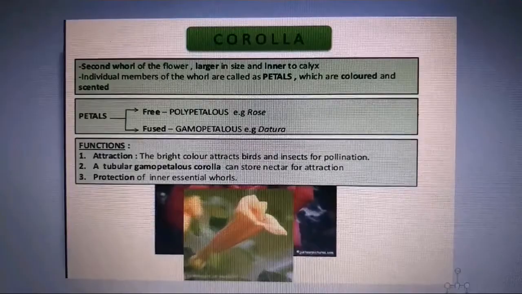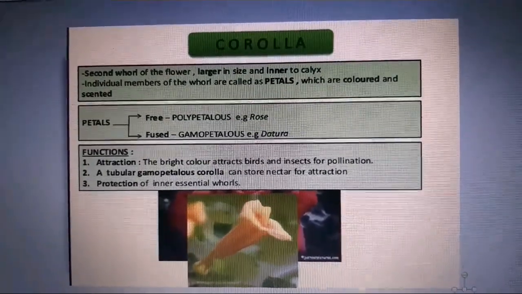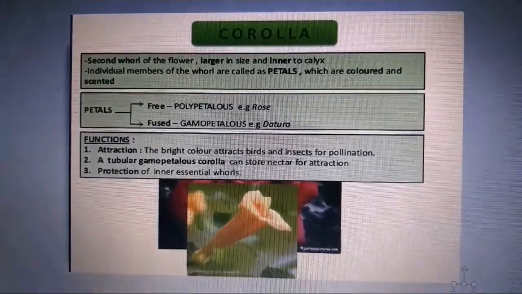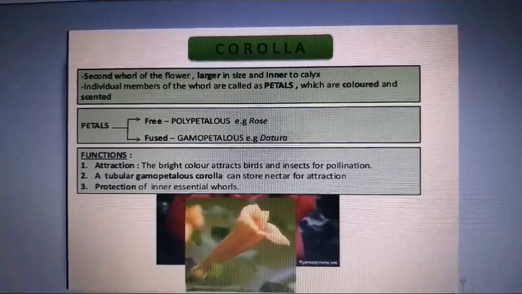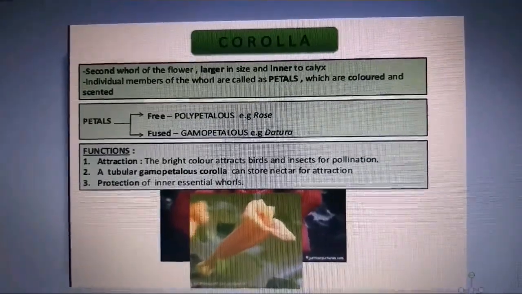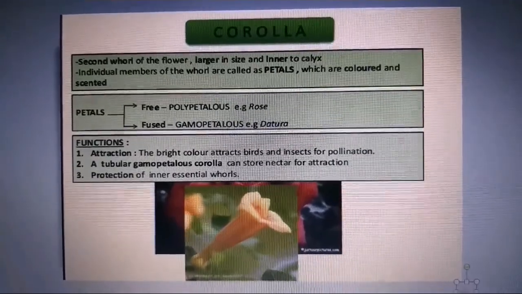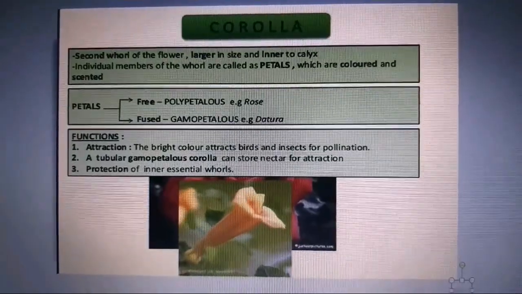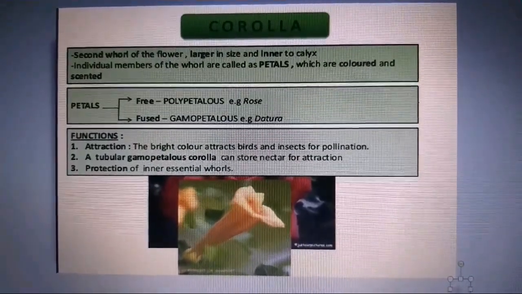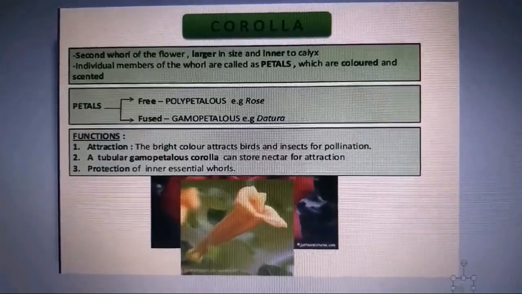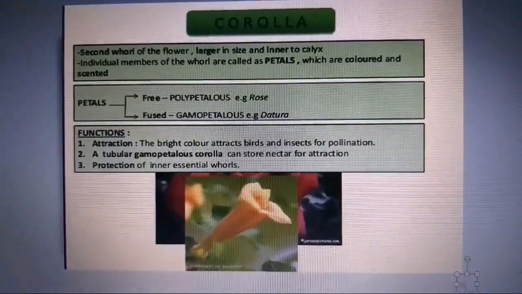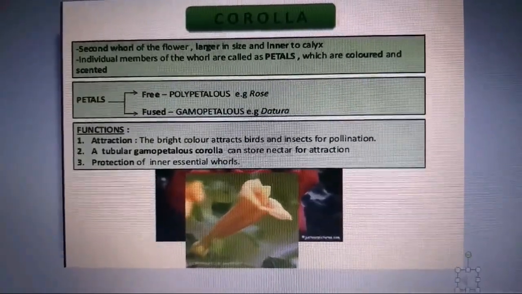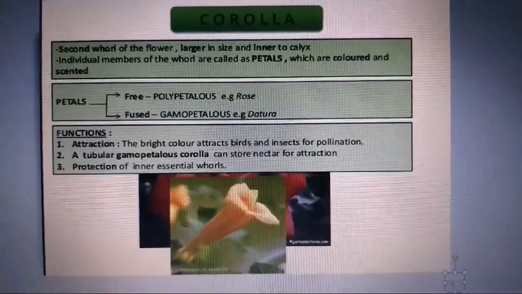There are 2 types of pollination, self pollination and cross pollination. आणि सेल्फ पॉलिनेशन मध्ये पॉलिनेशन ऑटोमॅटिक होऊ शकतो, पण cross pollination is required for an agent, these are birds and insects, these are pollinating agents. And a tubular gamopetalous corolla can store nectar for attraction and protection of inner essential walls. आता प्रोटेक्शन कुणाचं करणार आहे, इनर इसेन्शियल वॉल्स.